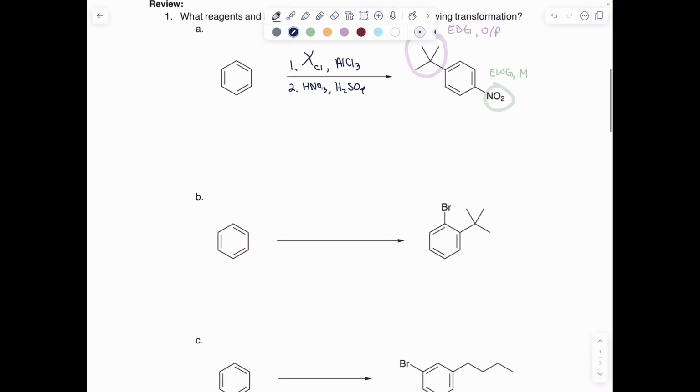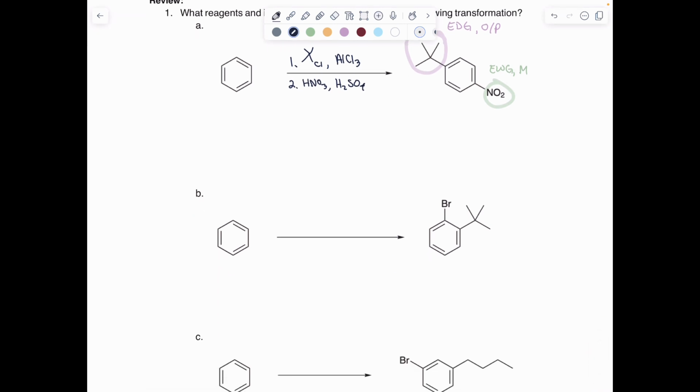All right, moving on to part B. Again, we have a benzene, and this time our substituents are a bromine and a tert-butyl group. So again, I'm going to label them as I did before. So the bromine is an electron withdrawing group because even though it is capable of resonating electron density into the ring, in this case the induction effect is stronger, so it's going to be overall a withdrawing group.